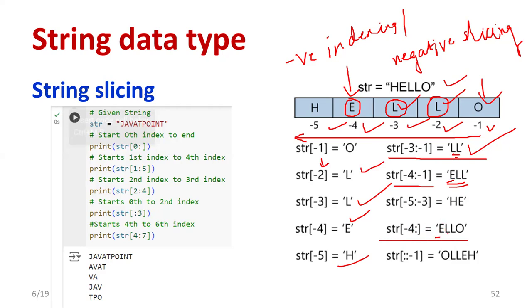That is LLO, up to 0. Up to 0 means the 0th element is not available. So up to -1 will be printed.